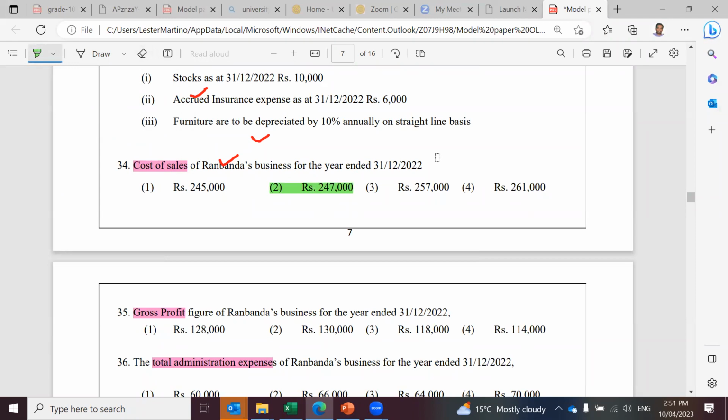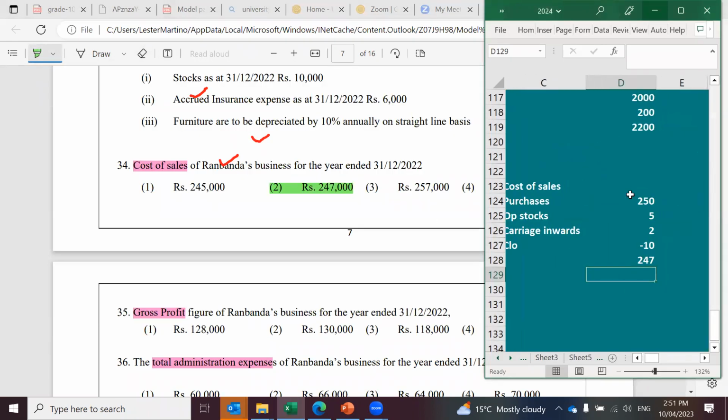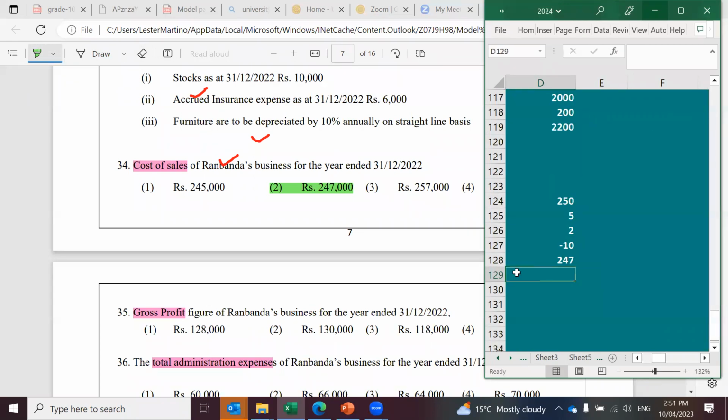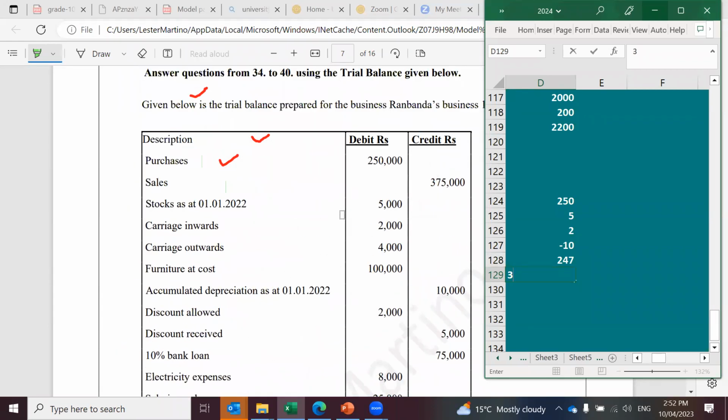Okay. So how do we calculate the gross profit? Sales minus cost of sales. So write it down, sales. Sales is 300. Hold on a minute. Sales 375. Subtract the cost of sales from that.